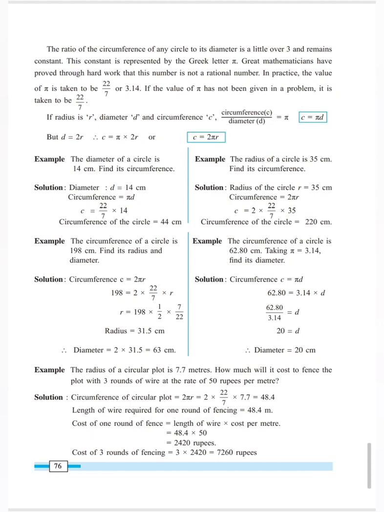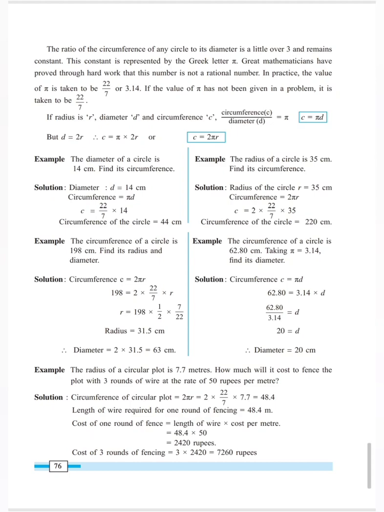Now why are we using 22 upon 7 here? Since 14 can be cancelled with 7. 7 ones are 7, 7 twos are 14. If you write 3.14, then also it is correct, but you have to multiply, and in that case you will simply waste your time. So now we are using 22 upon 7. Pi value is 22 upon 7.